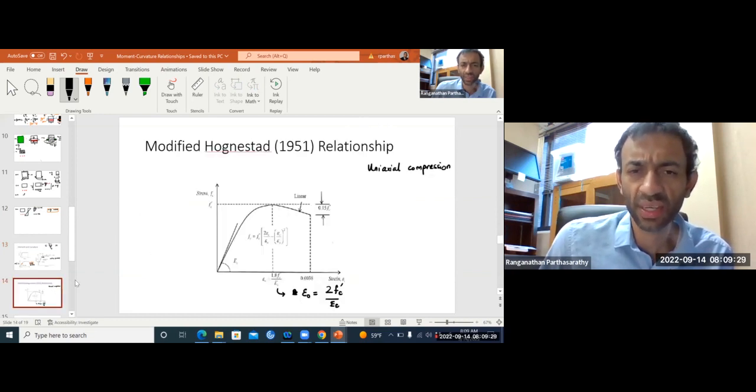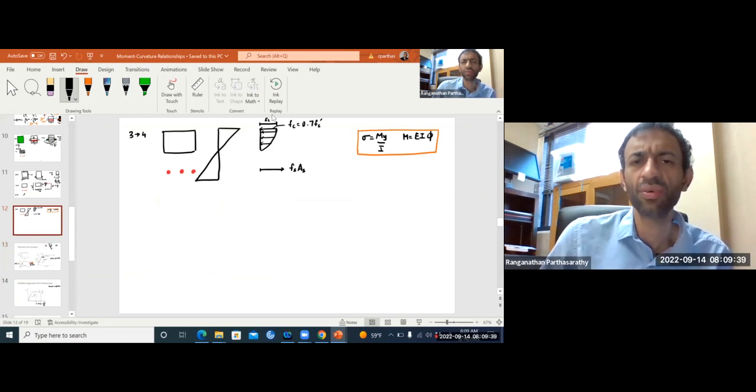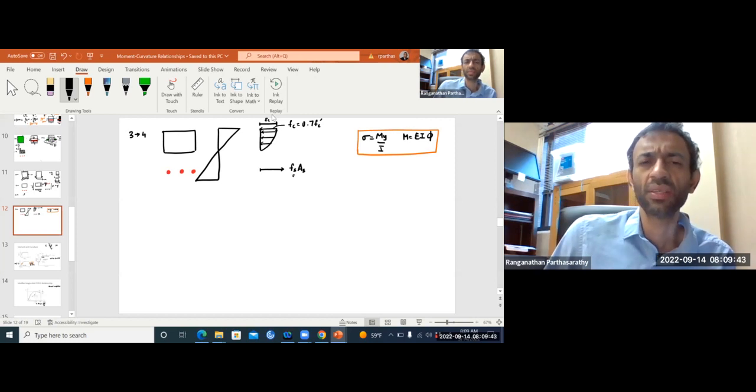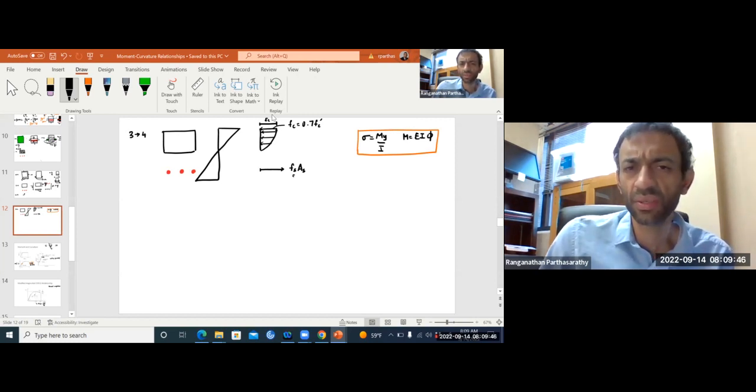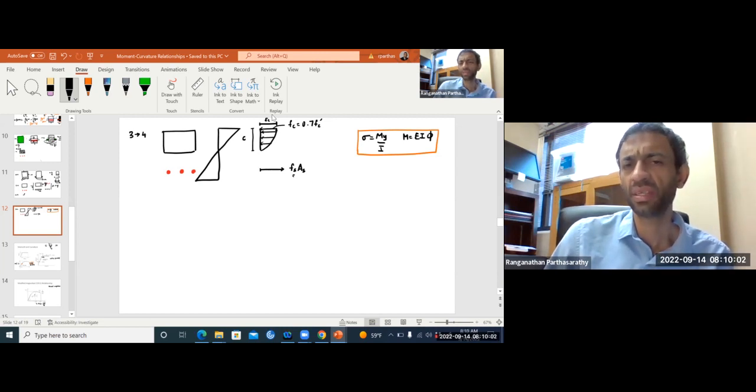So now we know what is the strain. If you're given your Fc, you can back calculate your EC, okay? So we know our EC as well. But we don't know the neutral axis and we don't know Fs. So how are we going to determine the neutral axis depth? Can anybody say? Let's call neutral axis depth as C. How are we going to determine C now?